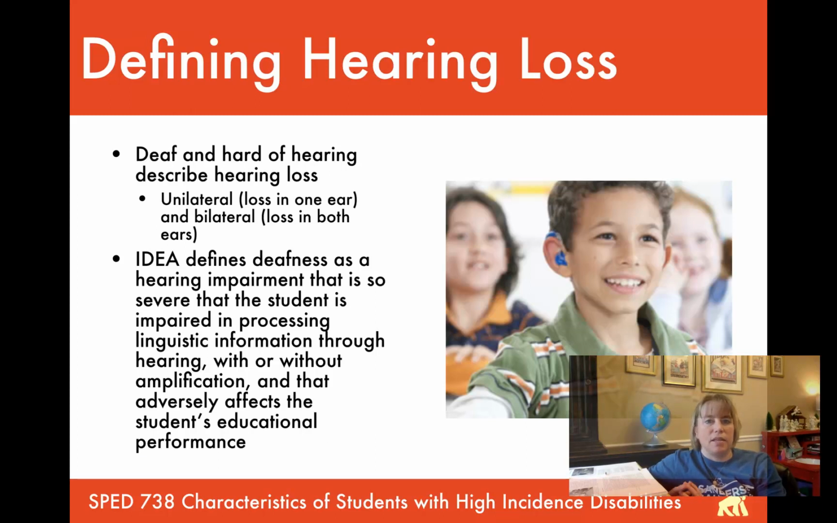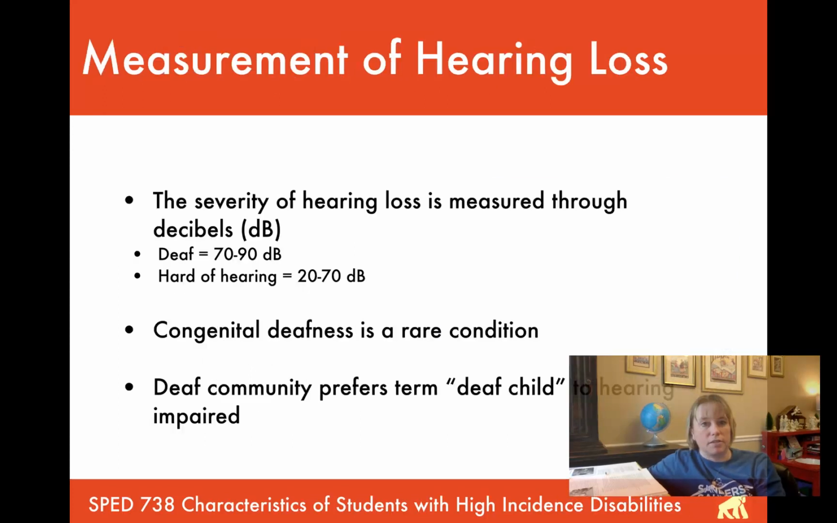When we look at IDEA's definition for hearing loss, they describe hearing loss in a couple of ways. One is through deafness, and the other is hard of hearing. They have definitions for both of those based on how much loss has occurred in the student's hearing. Additionally, you may hear terms like unilateral or bilateral, depending on whether the hearing loss impacts only one ear or both ears. IDEA defines deafness as a hearing impairment that is so severe that it impairs the student's ability to process linguistic information through hearing, with or without amplification, so that it affects their educational performance. That's what we're always going to get back to in terms of the IDEA definitions: the impairment is adversely affecting their educational performance.